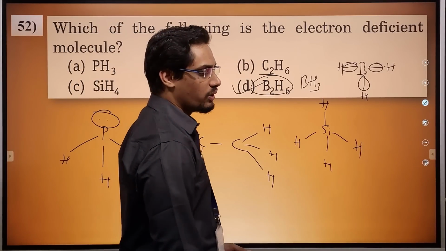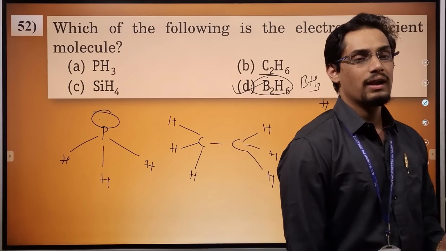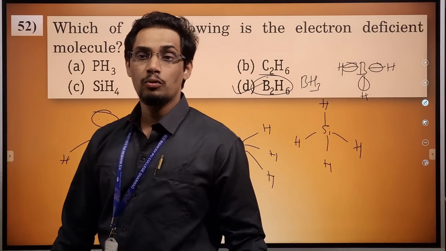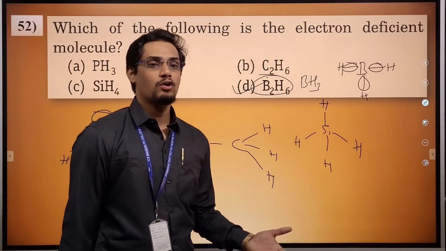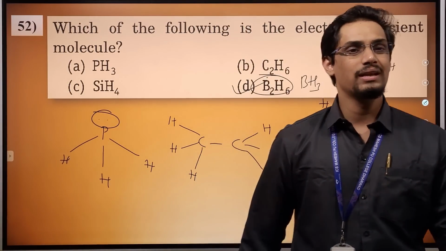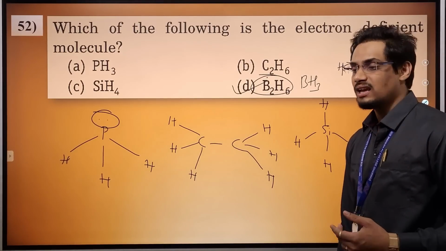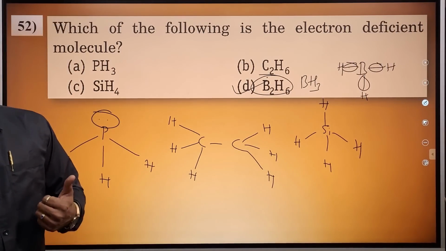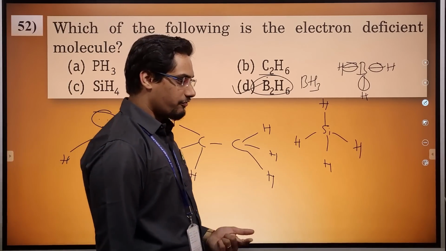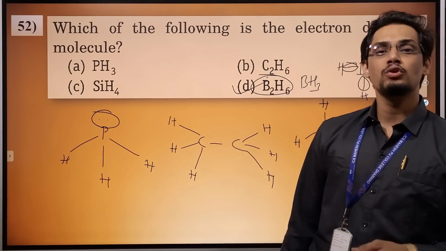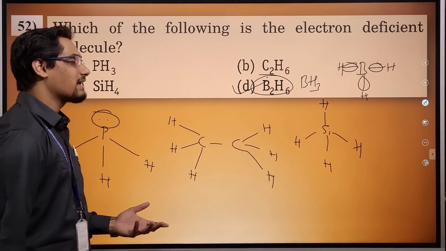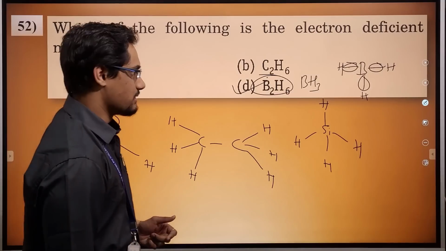In the simplest words, what you can account for the electron deficient hydride: the 13th group hydrides are electron deficient. 14th group hydrides are electron precise. 15, 16, 17th group hydrides are electron rich hydrides. They act as Lewis bases.